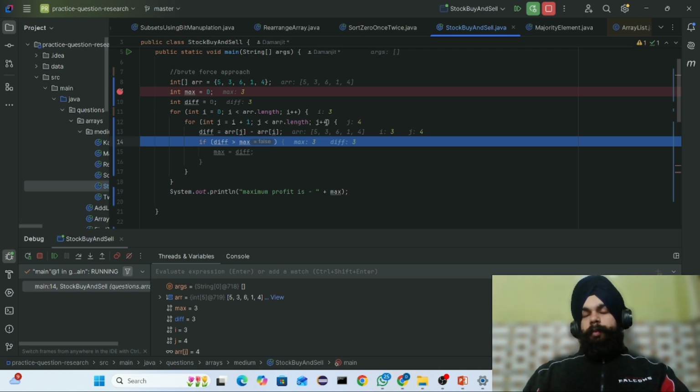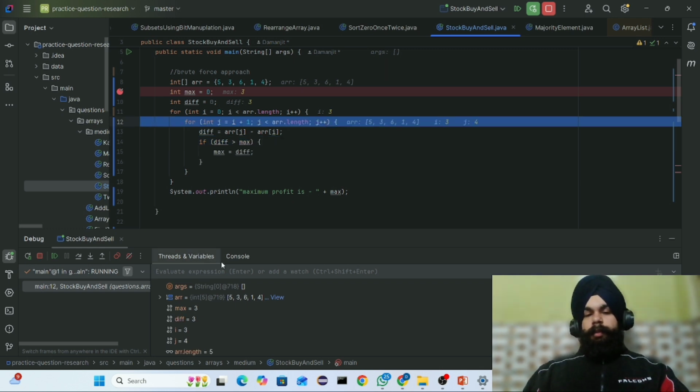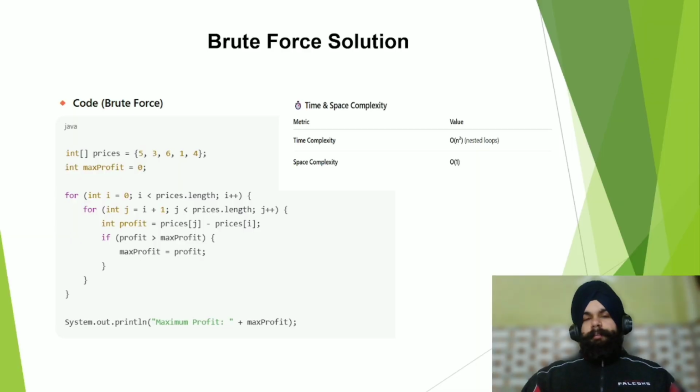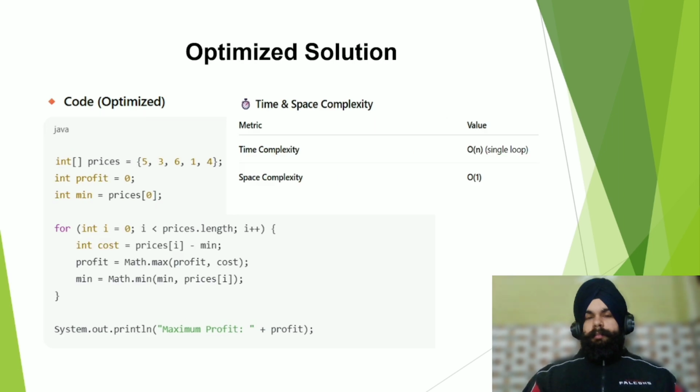So now let's move to the optimized portion for better result and better time complexity. So here, our maximum profit. Previously, we discussed the brute force solution. In this brute force, we are using two for loops and one prices array, which takes space complexity of big O of one and time complexity big O of n squared. And next we have an optimal solution. In this optimal solution, we are using a single loop for better time complexity.